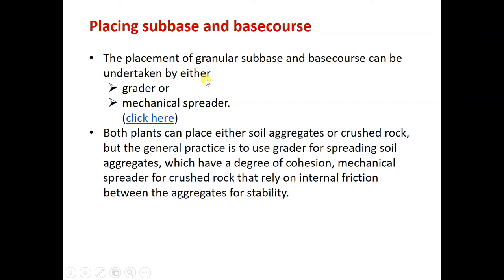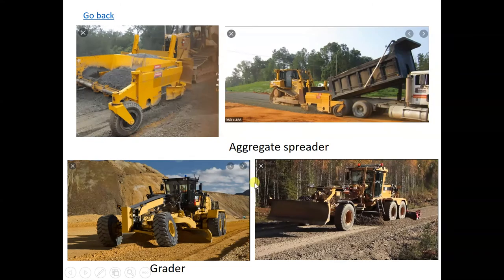The placement of the granular subbase and base course can be undertaken by either a grader or a mechanical spreader. So the top one is an aggregate spreader. This one is just a box, a bin with wheels in front, and at the back there's a bulldozer pushing it. I think it's connected to the blade of the bulldozer. It just pushes along, and then the aggregate can drop down.